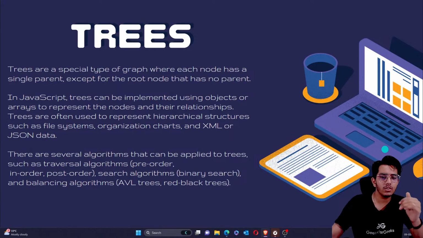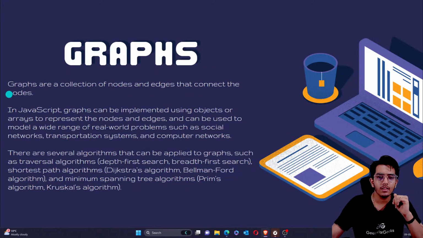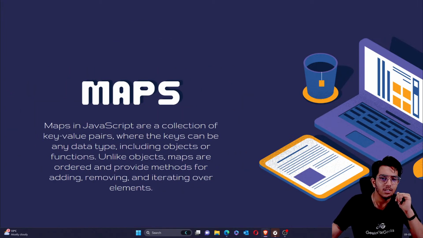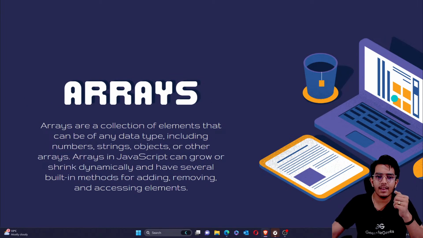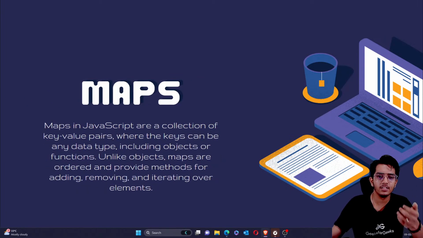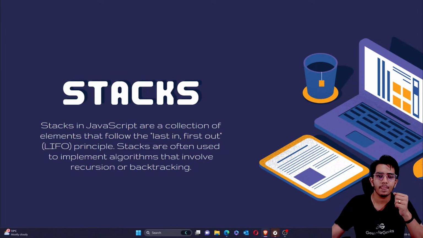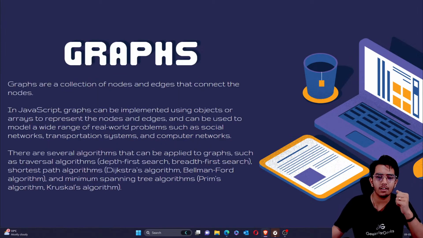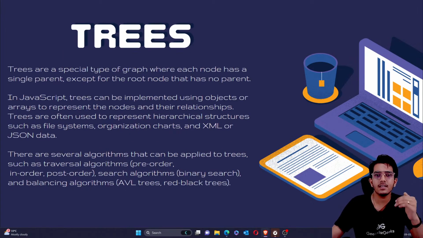All right, so these are all the data structures which we'll be exploring. First one was arrays, then objects, then maps, then sets, stacks, queues, graphs, trees. These are all the data structures which you need to learn in JavaScript. So you might be thinking only these are the data structures in JavaScript. Yes, these are the main data structures which you need to learn in JavaScript.